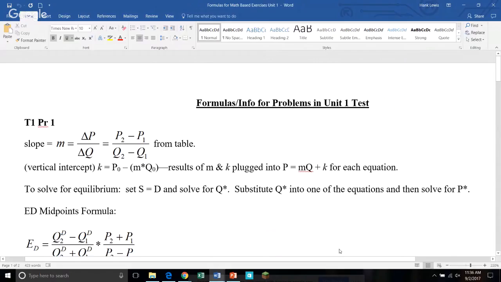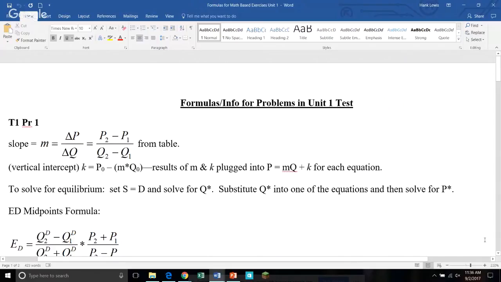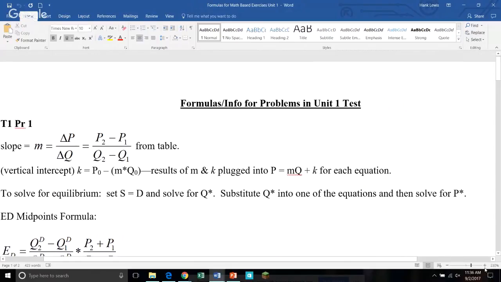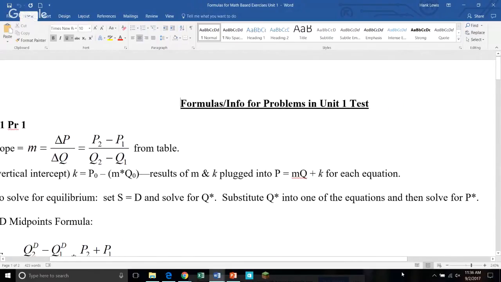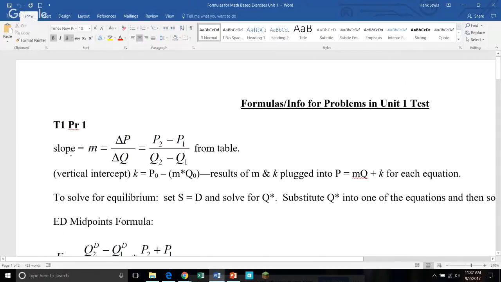Now let me go over here to this formula sheet that is for the 2302 people, but I want to zoom in a bit. We're going to talk about these formulas here. First things first, when you're dealing with a straight line equation, you have to have something called the slope. Slope is equal to the vertical change divided by the horizontal change.